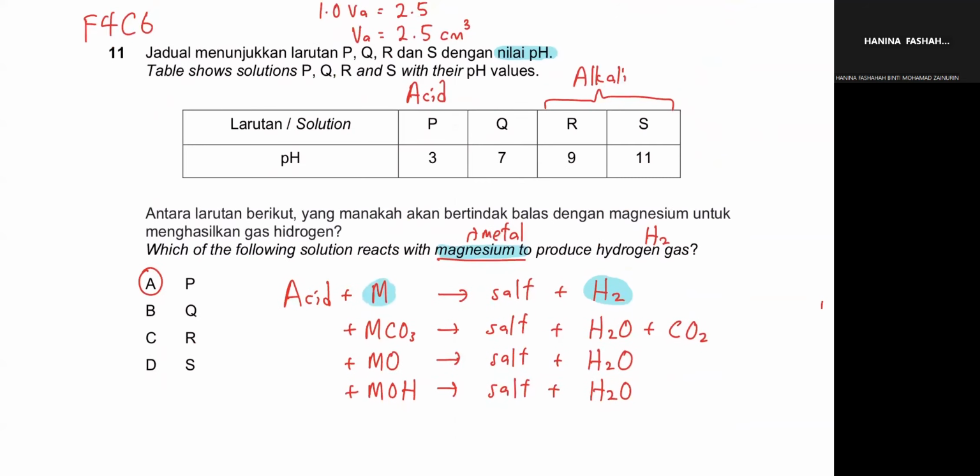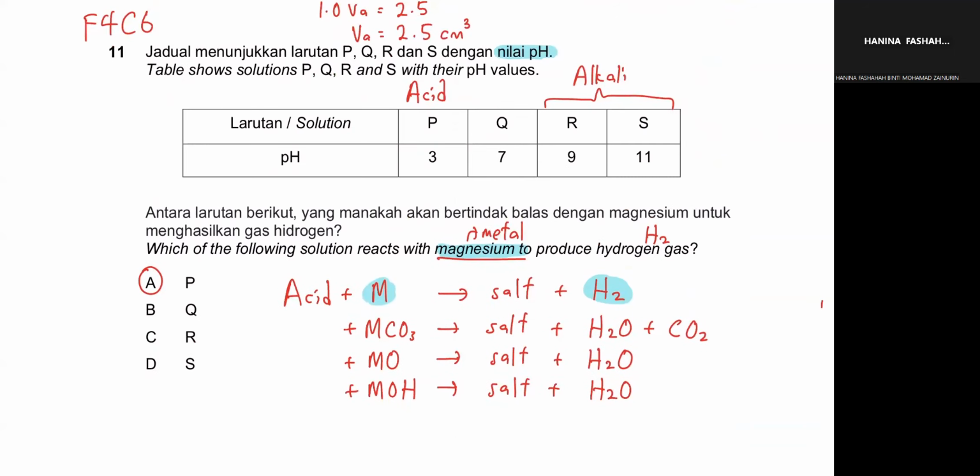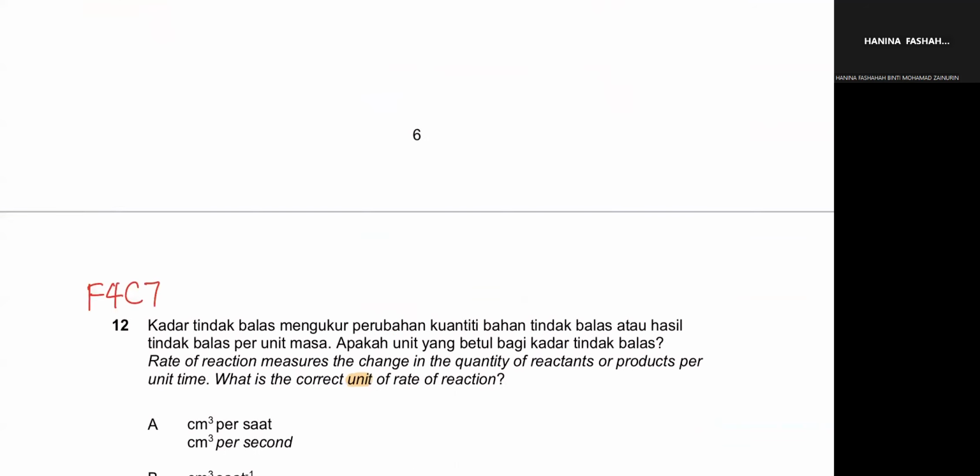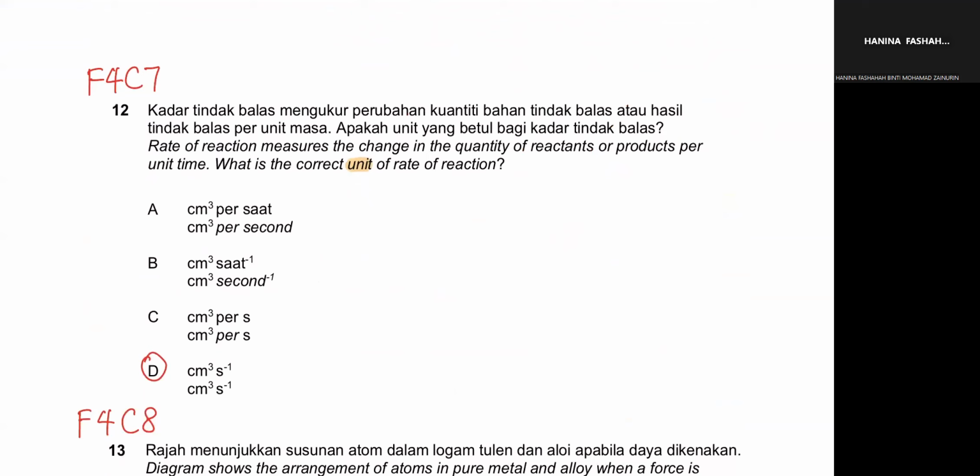Question 11 is A. This one is your chemical property of acid. Question 12 is D. They just want unit for rate of reaction. It's either volume per time or mass per time. But normally you see it's volume.